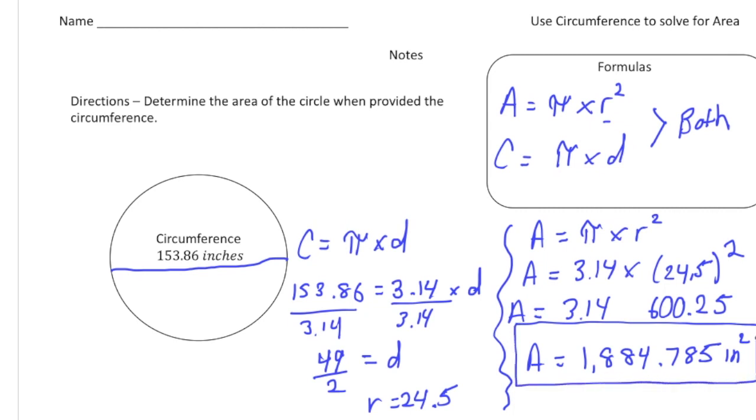So again, let's backtrack. The first thing we did is, since we were given the circumference, we used that information to plug it into the formula for circumference to solve for the diameter. Okay. Once you know the diameter, all you do is divide in half, and that gives you the radius. Then once you know the radius, you plug that into the formula for area to get the area.